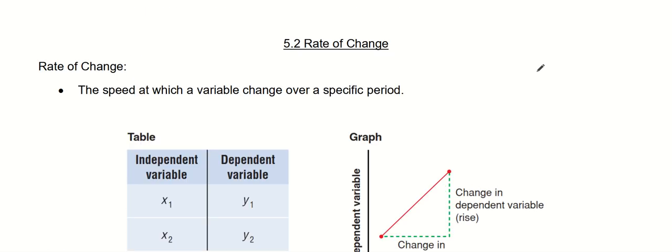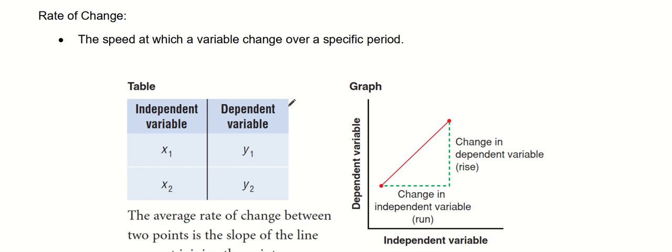Hey there. So, in this lesson, we're going to talk about the rate of change. What is the rate of change? Well, the rate of change is the speed at which a variable changes over a specific period. In short, it's basically the change in the y-axis over the change in the x-axis.